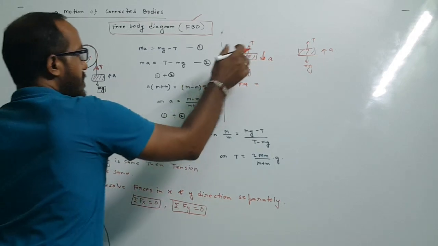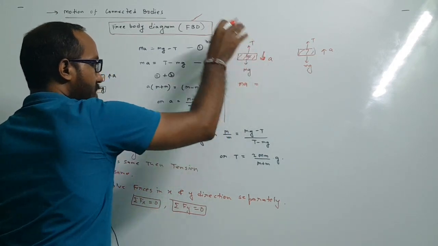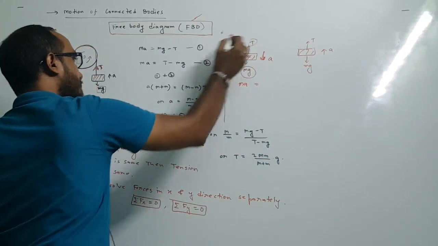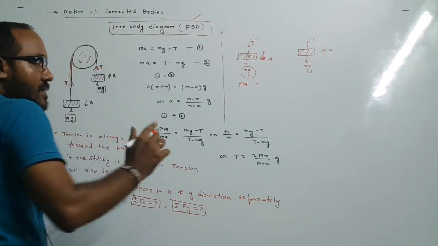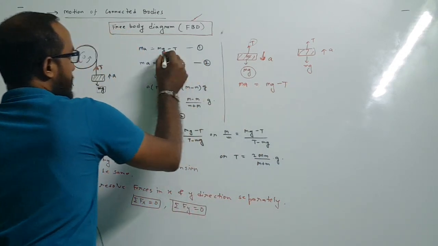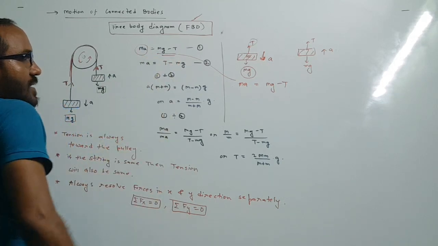Now what is the net force towards downward? As the object is moving downward, this Mg should be greater than this upward force T. So we can write capital Mg minus T. So this is our first equation: mass into acceleration should be equal to Mg minus T.